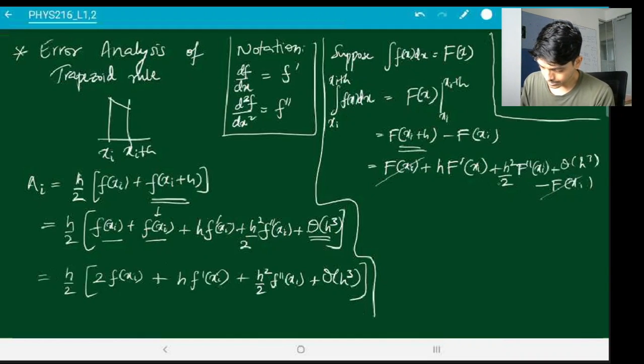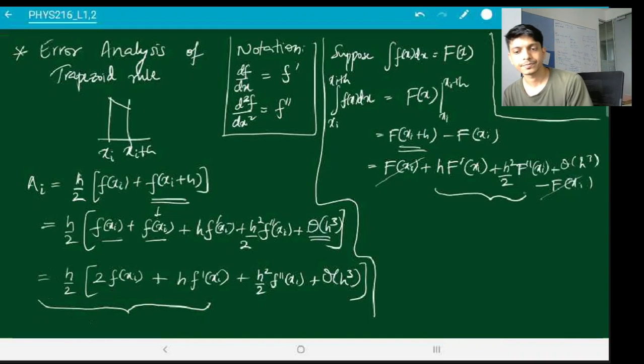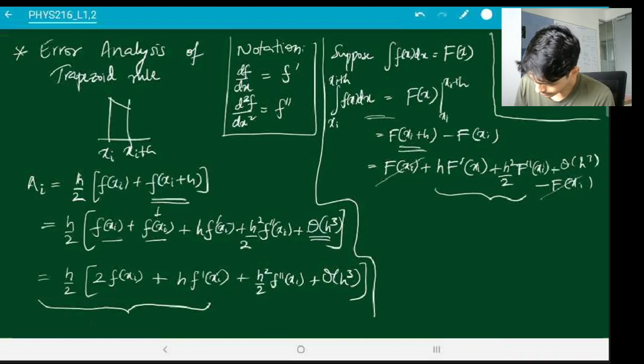So this is my approximate calculation based on trapezoid rule. This is supposed to be my exact answer because this has come from this actual integration formula. So the error, and sometimes it is denoted by epsilon, is given by the difference between the two.